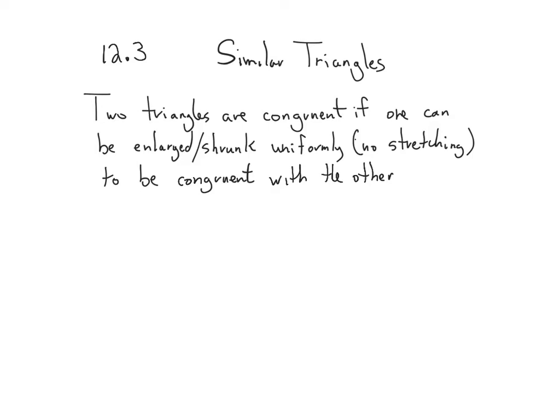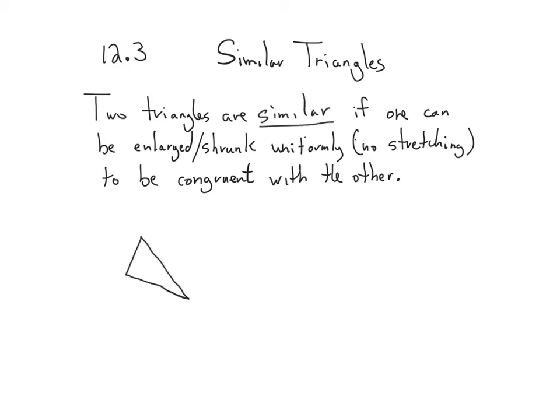Oh, I made a typo, so I am going to fix it right now. Two triangles are similar. I don't mean congruent, I mean similar. Two triangles are similar if one can be enlarged or shrunk uniformly, no stretching, to be congruent with the other. We'll define this a little more precisely in a little bit, but let me show you what I mean. The app I'm using right now is excellent for showing this.